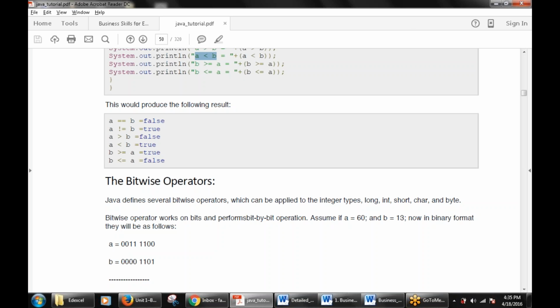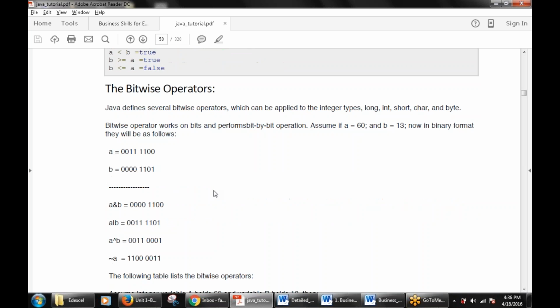The next is the bitwise operator, which operates on bits, that is either 0 or 1. Java defines multiple bitwise operators which can be applied to the integer types: long, int, short, char, and byte. The bitwise operator works on the bits and performs bit by bit operation. The relational operators work on the operands, but the bitwise operators work on the bits. That means first of all I have to convert the values into bits, and only then will the operation be performed.